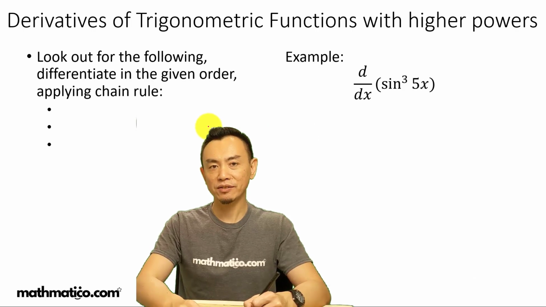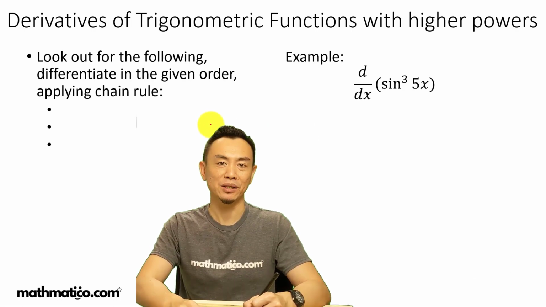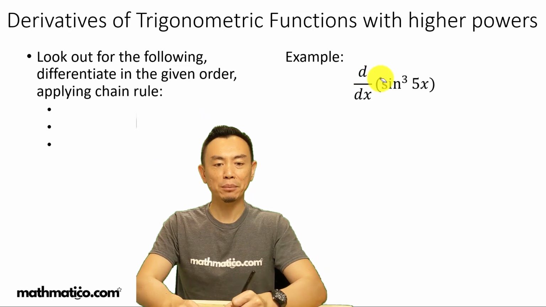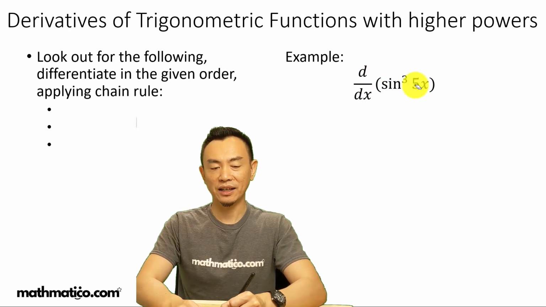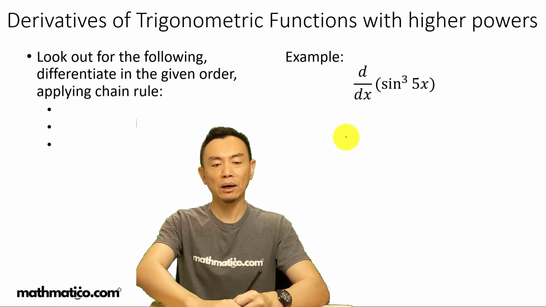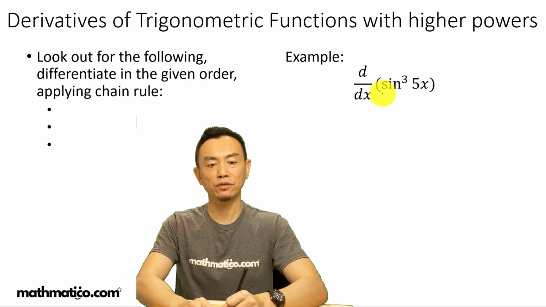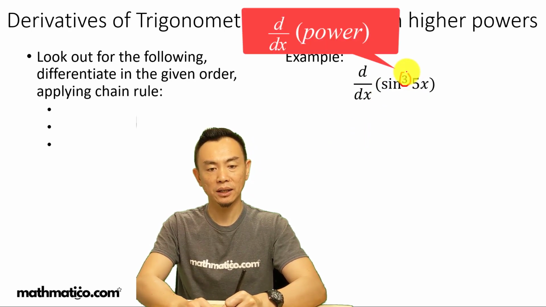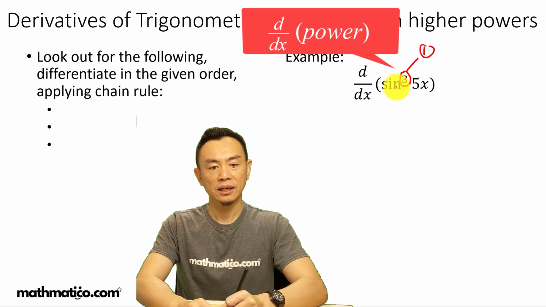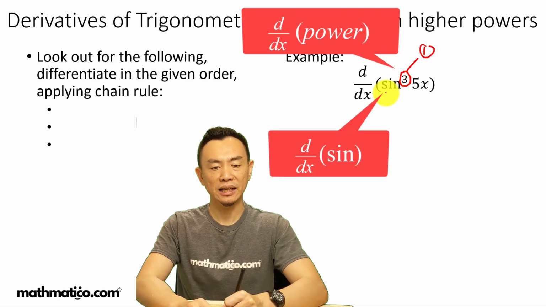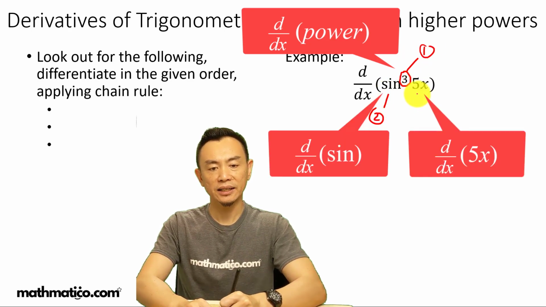Next, we talk about derivatives of trigonometric functions with higher powers. So we have an example here. We're going to differentiate sine cube 5x. So now let's see again what are the things that we can differentiate. First, we have to differentiate the power. The second thing, we will differentiate sine. And the third thing, 5x.